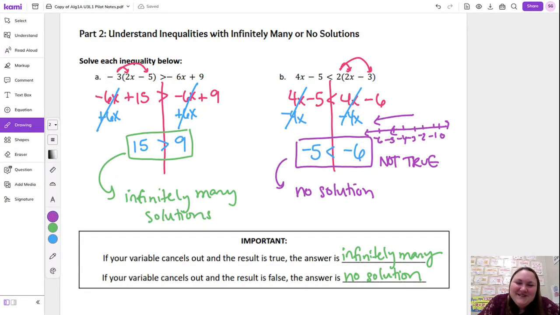These are two examples of two unique situations in what we do if both of our variables eliminate or cancel out when we go to solve. Go ahead, try those practice problems in this lesson, and thanks so much for watching.